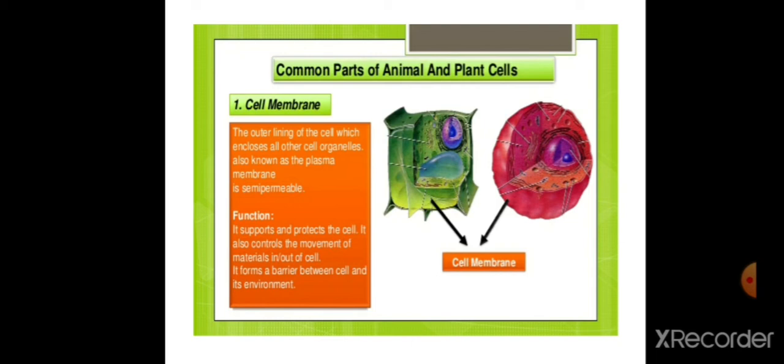Cell membrane is nothing but the outer lining of the cell which encloses all other cell organelles, and cell membrane is also called as the plasma membrane or the cell surface membrane, and it is semi-permeable. I hope you remember the term semi-permeable. Cell membrane is the outer lining of the cell which encloses all the other cell organelles, and you need to remember the functions.